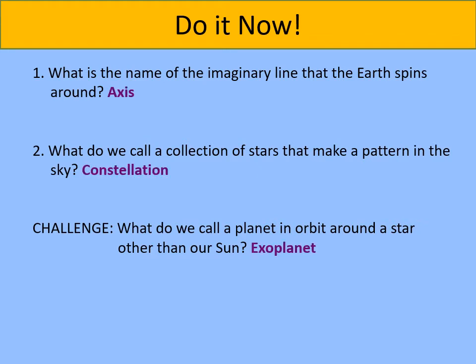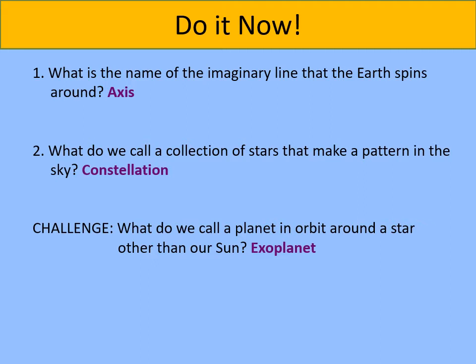So how did you get on? Hopefully question number one was familiar to you, if you could remember from our previous lesson on the Earth that the imaginary line that the Earth spins around is called the axis, from the North Pole to the South Pole. Now, what do we call a collection of stars that make a pattern in the sky? We call it a constellation.